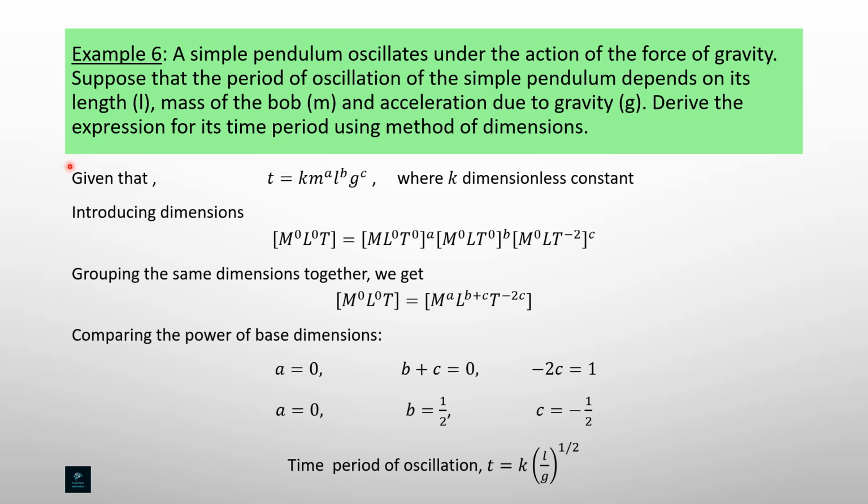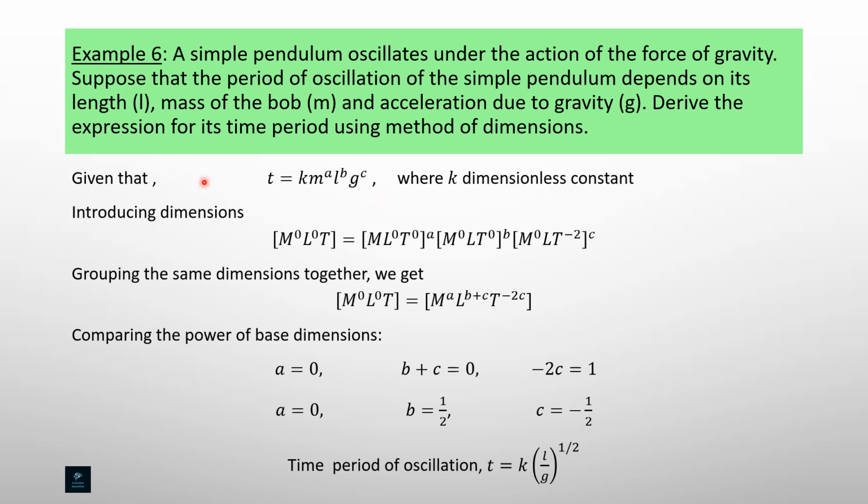So we are given that time period of oscillation is equal to k times m to the power a times L to the power b times g to the power c, where k is a dimensionless constant and values of a and b and c are required to be determined.